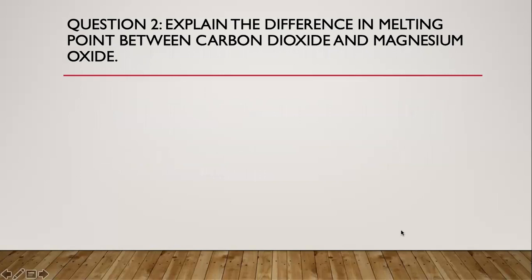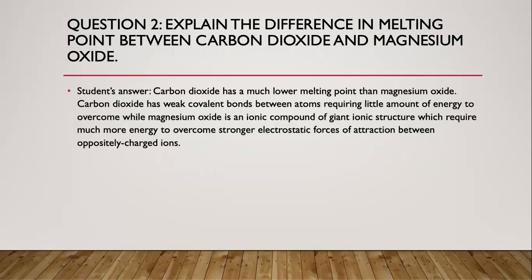Next, explain the difference in melting point between carbon dioxide and magnesium oxide. This is another common examination question. Student response: carbon dioxide has a much lower melting point than magnesium oxide. Carbon dioxide has weak covalent bonds between atoms, requiring little energy to overcome, while magnesium oxide is an ionic compound of giant ionic structure, which requires much more energy to overcome stronger electrostatic forces of attraction between oppositely charged ions. So it's very obvious where the mistake is.